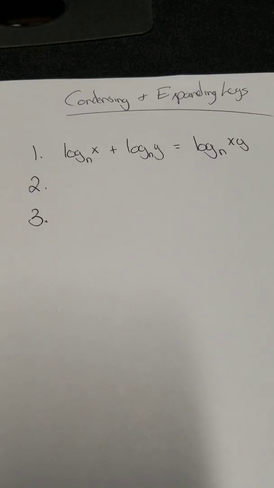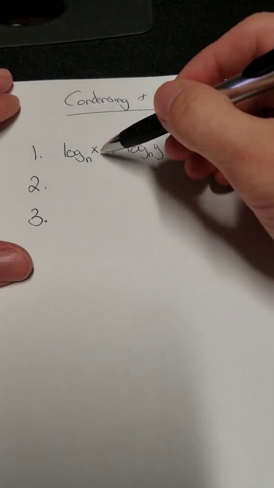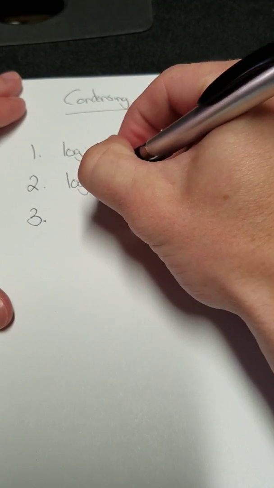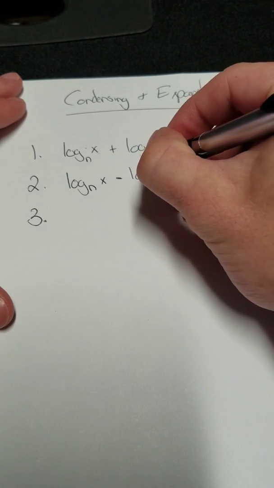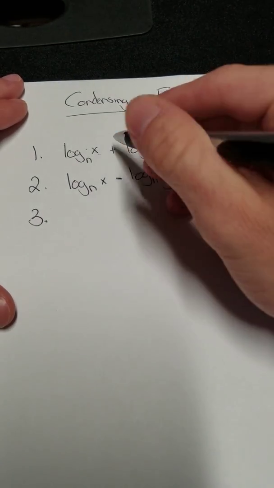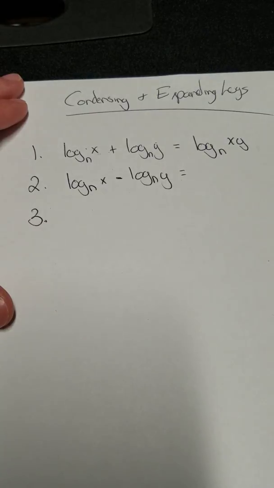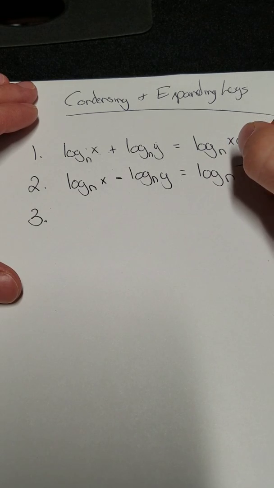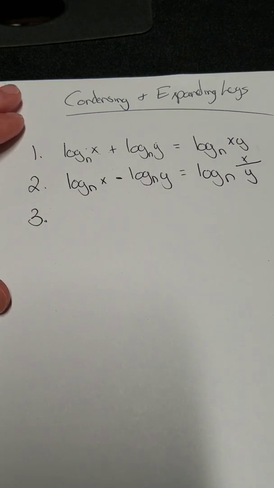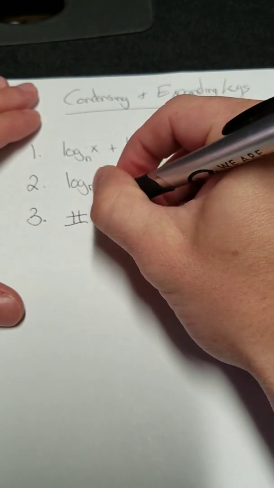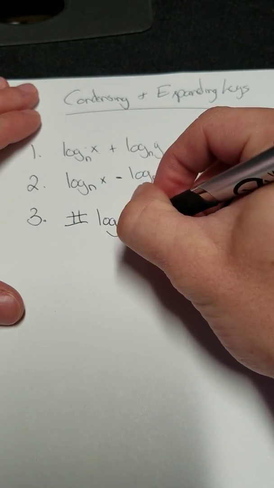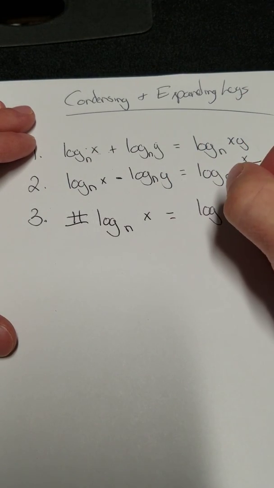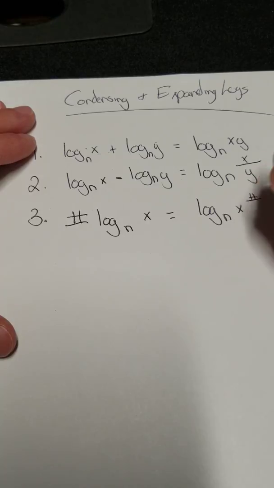So in the world of logs, if you're adding them and they have the same base, then that means we can multiply x and y together to get their product. All right? So log base n of x minus log base n of y. Well, if adding means multiply, what do you think subtracting means? Subtracting means divide, so log base n of x divided by y. Okay, and then if there's a number down in front of the log base n of x, then what we do with this number is we bring it up top. So log base n of x raised to that number.